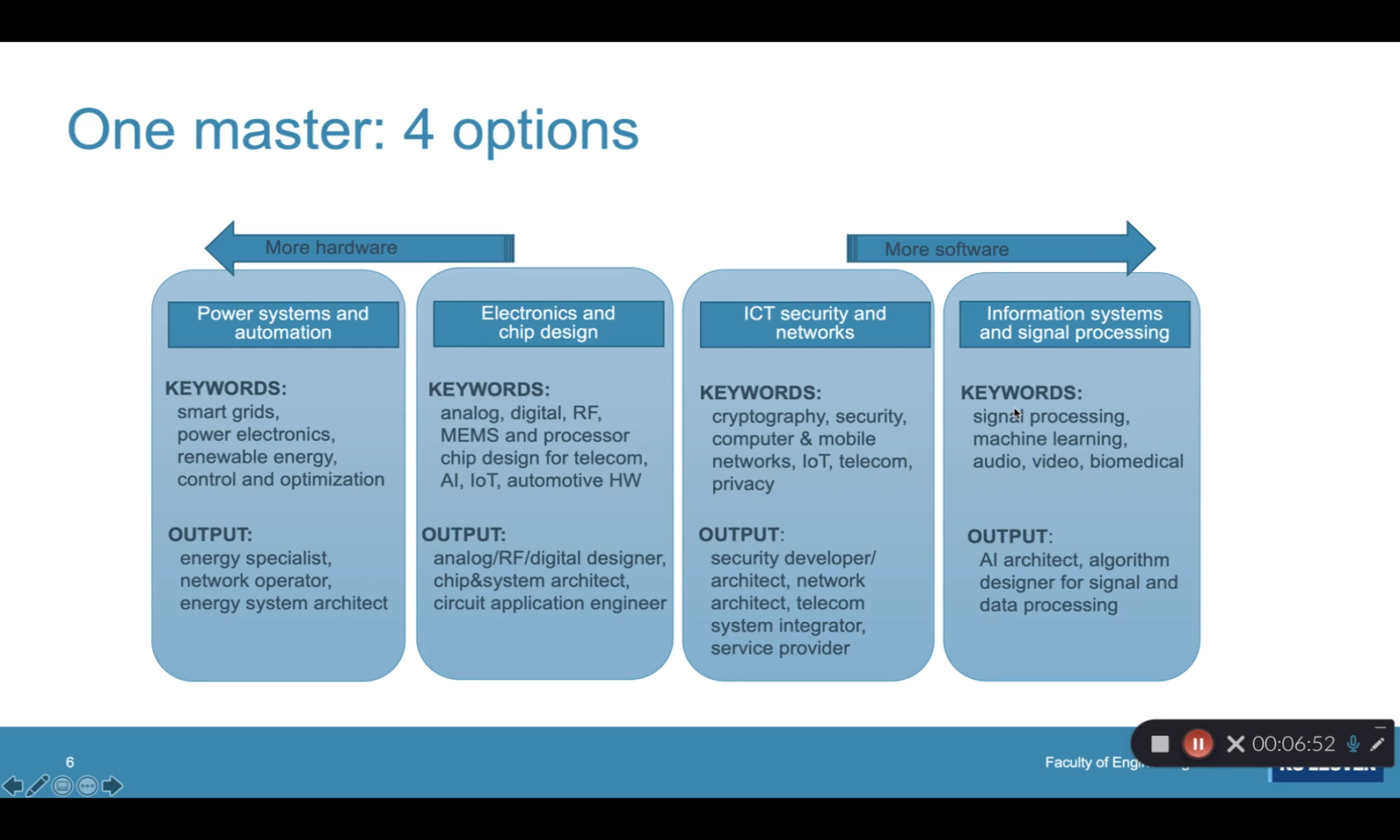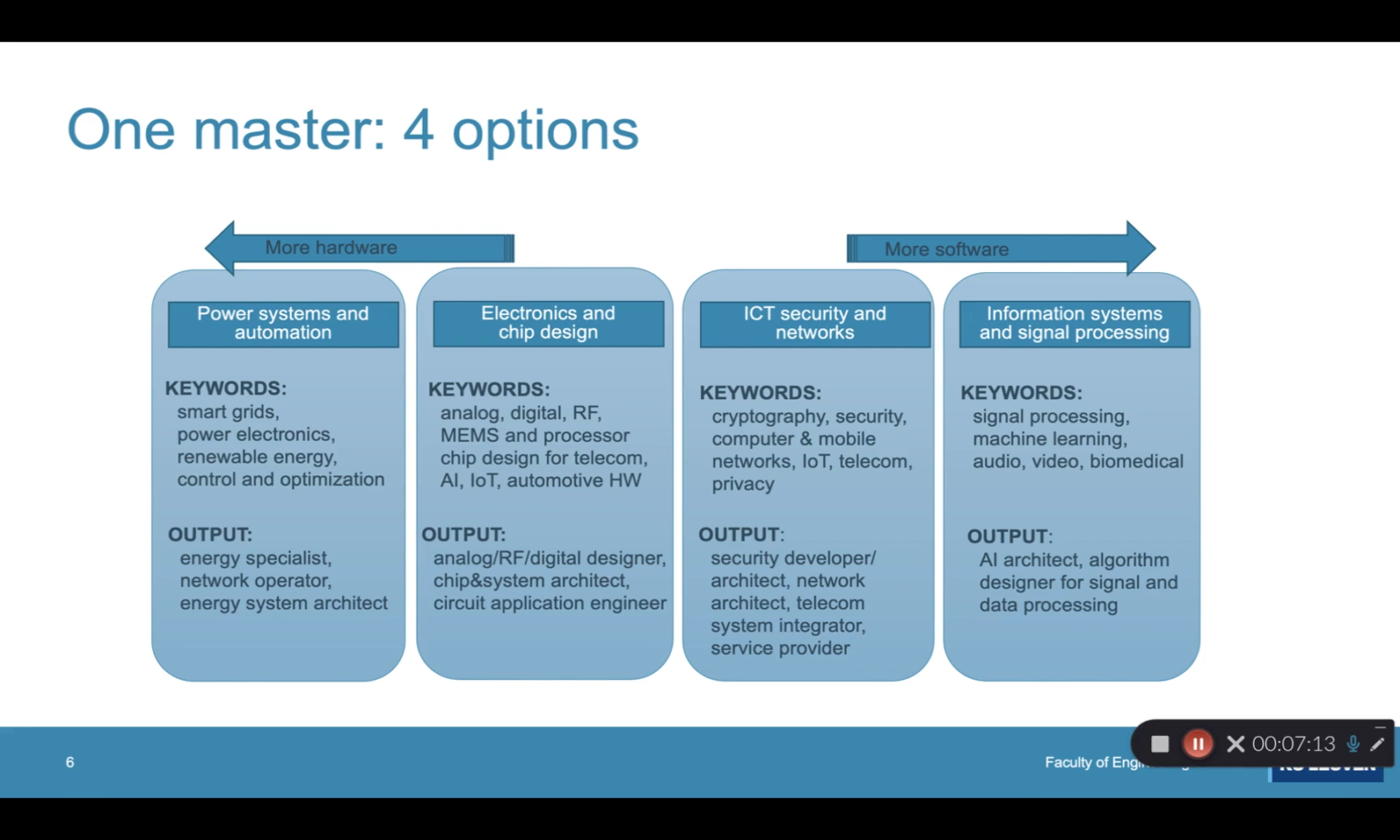And finally the fourth option, which is titled Information Systems and Signal Processing. The emphasis is on the processing of signals, which leads to machine learning, audio signal processing, video signal processing, biomedical data processing, which allows you to become an AI architect or an algorithm designer for all types of signal and data processing.